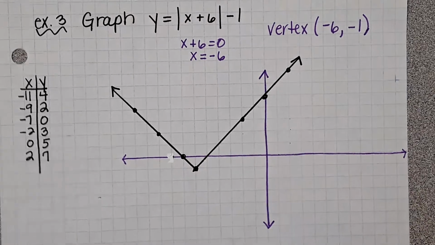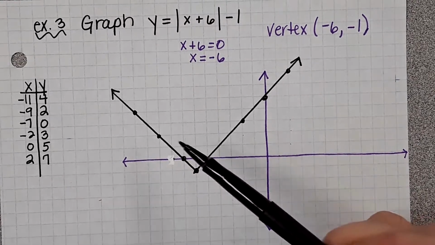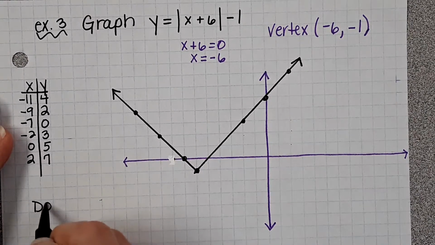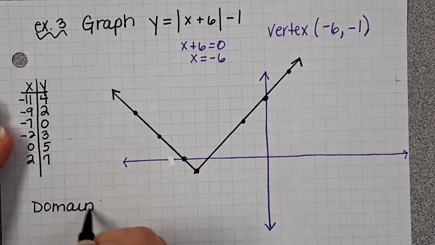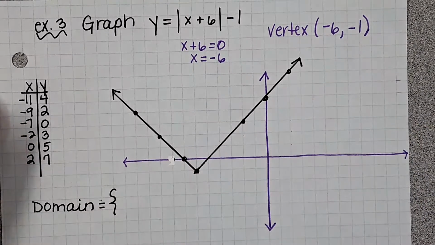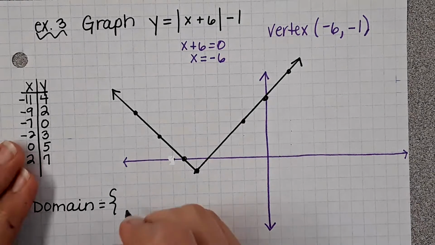Okay, so now we got to find the domain and the range. So domain is always your x values. So what do you think your domain is? It's going to be all real numbers because the absolute value keeps going. So it's all real numbers.